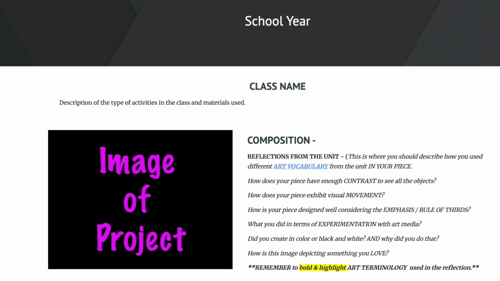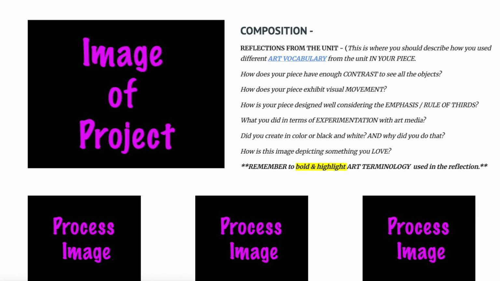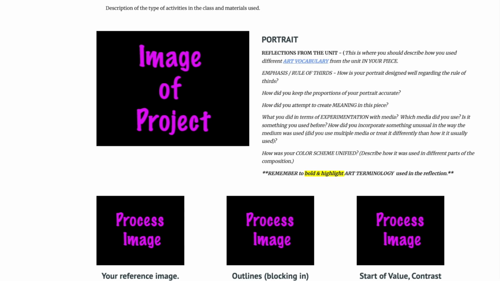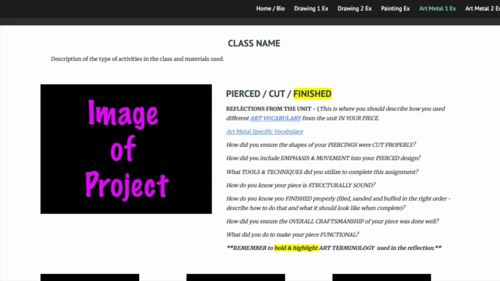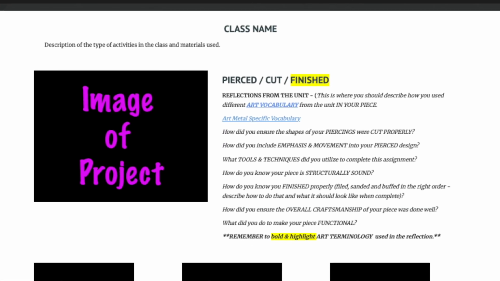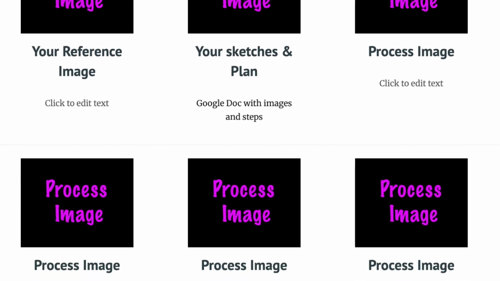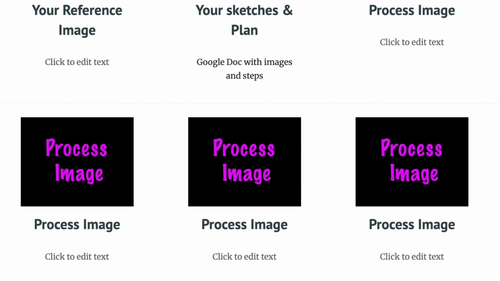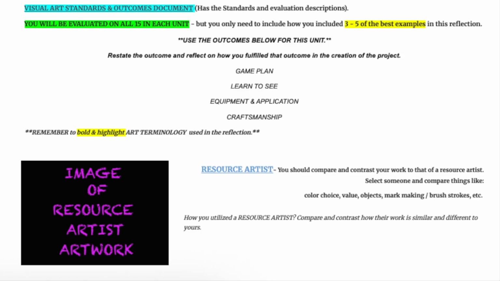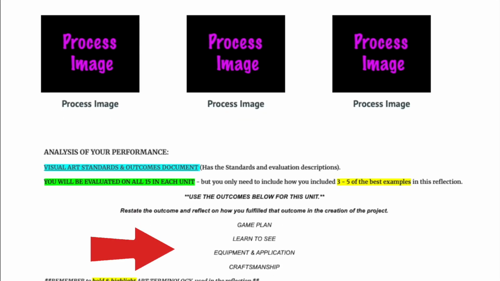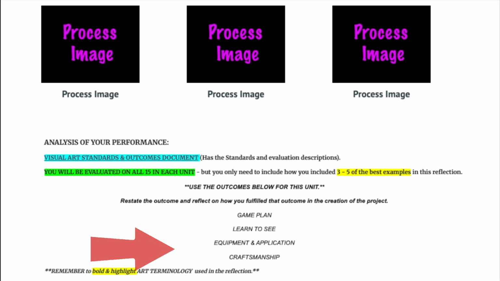Each unit should have a final image of the finished product. There should be an image of your sketch or photo of what you are trying to accomplish. A reflection should be created that answers the questions in the template with art terminology bolded and highlighted. There should be at least 3 process images, more if the work is 3D to show multiple angles. There should be a comparison of your work to a resource artist, and you should have at least 3 descriptions of how you met the outcomes that are listed in the template for reflection.